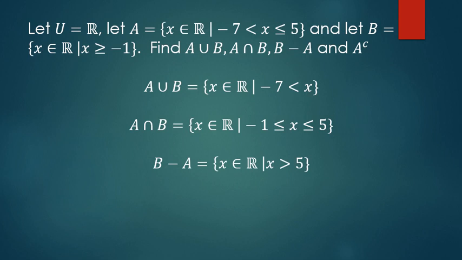So that is our difference set. Every real number greater than 5. And now a complement. Everything that is not in A that lies in our universal set R.